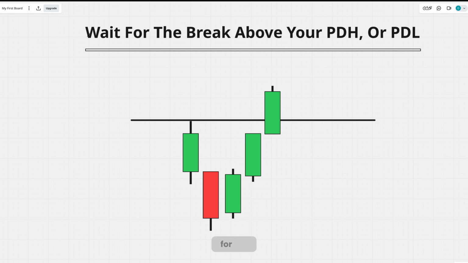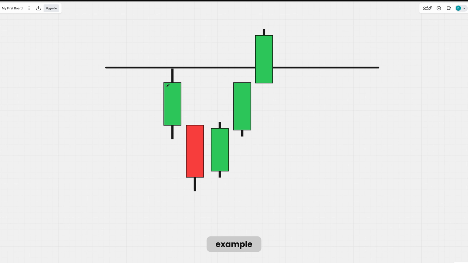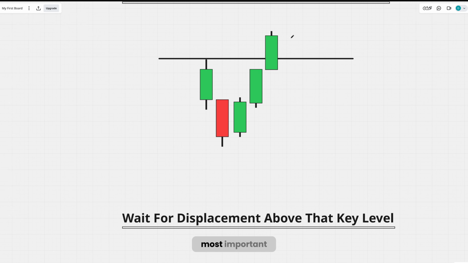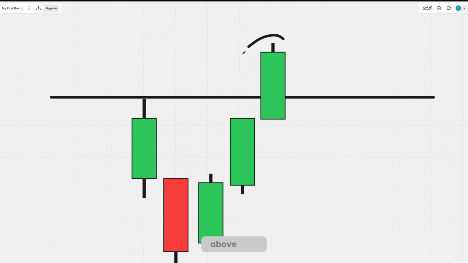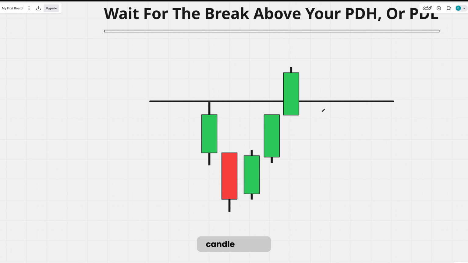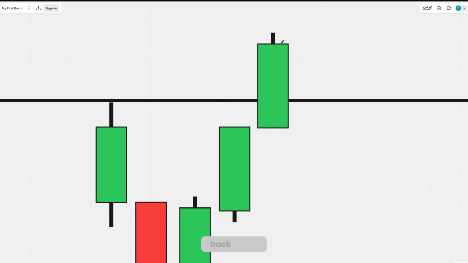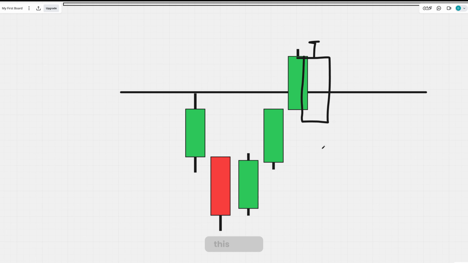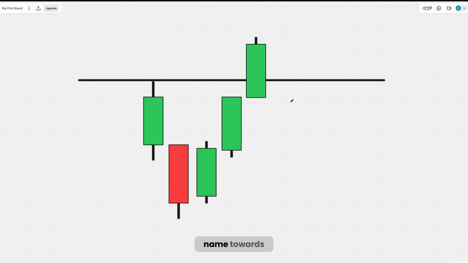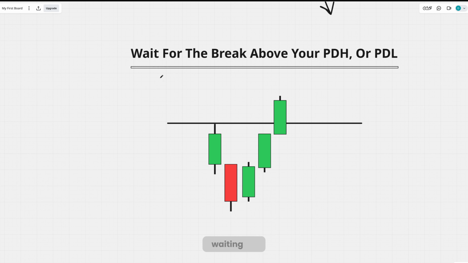So once you're waiting for the break above your previous day high or previous day low, as you can see in this example, we have the break above your previous day high with the most important thing, a green candle close above your previous day high. If this candle would have ended up rejecting and closing back below this level with an upper wick, we are not looking to trade this stock. But now that we have this green candle above your key level, we are looking to trade this name towards the upside. So this is the first step, waiting for the actual break above your previous day high or previous day low.